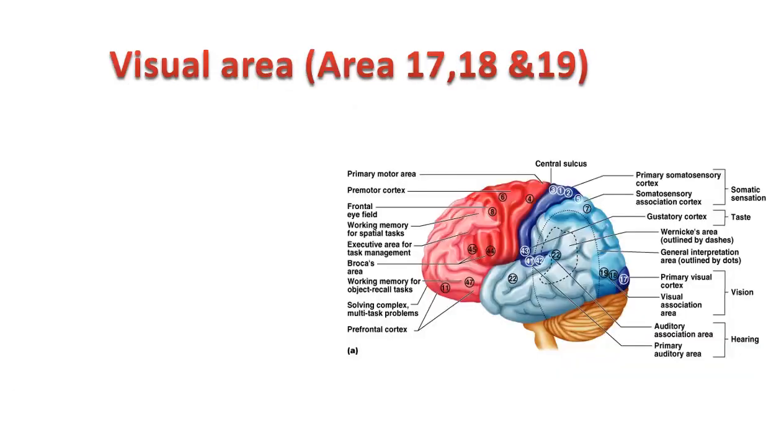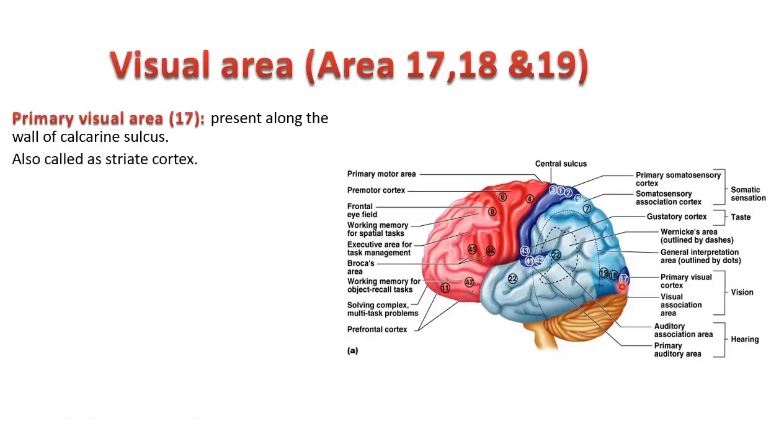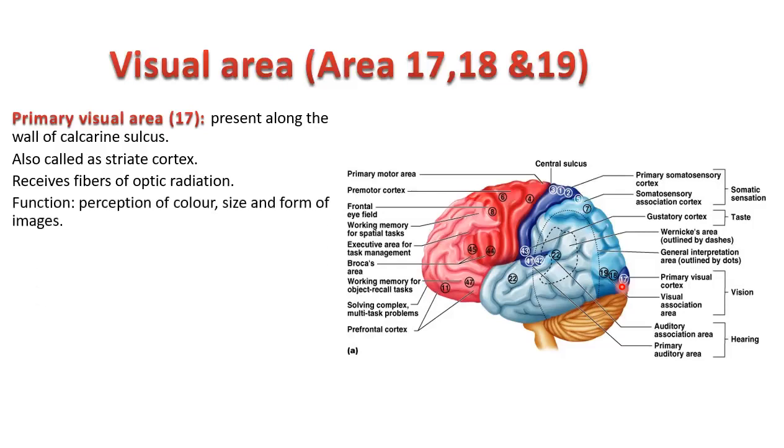Next, passing on to the visual areas, area 17. Area 17 is the visual area along the walls of the calcarine sulcus. It is also called the striate cortex because in fresh cut specimens you can see striations or bands of lines. It mainly receives the fibers of the optic radiation, impulses from the ipsilateral half of each retina, and the contralateral part of the binocular vision. So this is mainly concerned with perception of color, size and form of images.